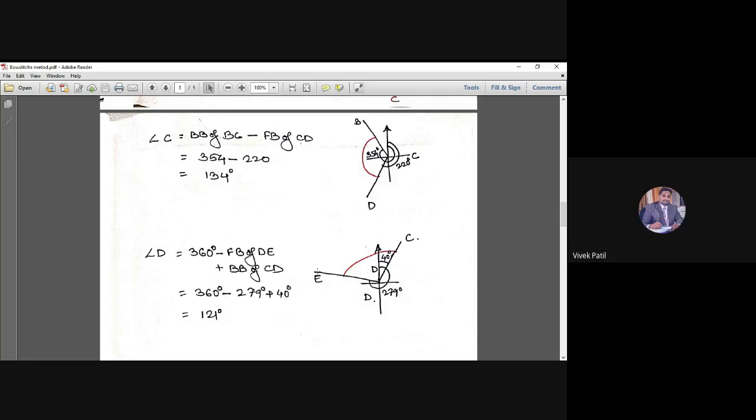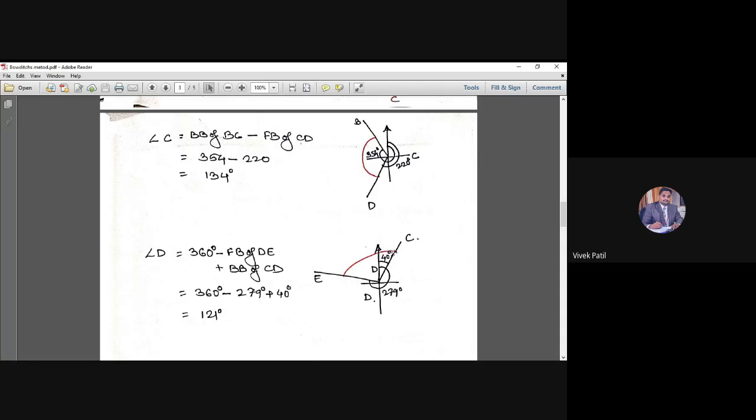One second. I want interior angle. I don't want exterior angle. This is exterior angle. Interior angle will always be less than 180. Exterior angle will always be greater than 180. Okay.